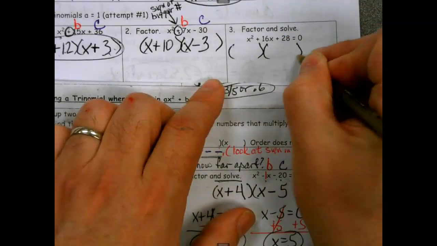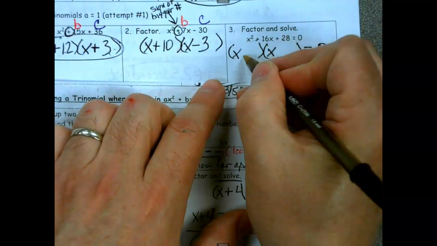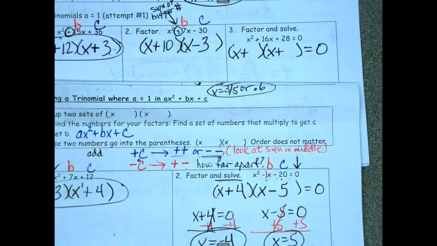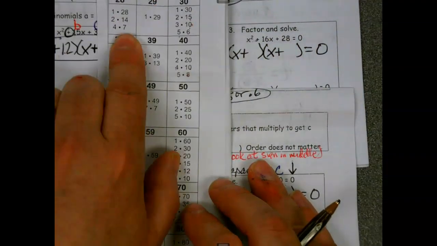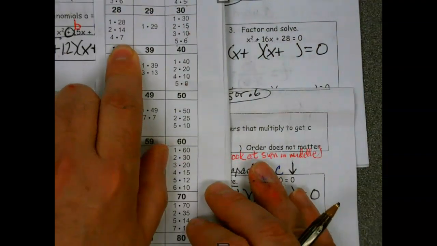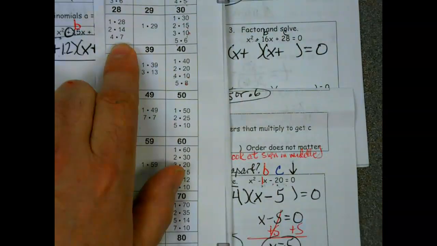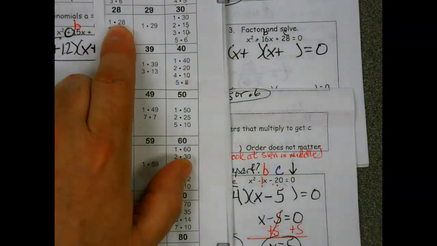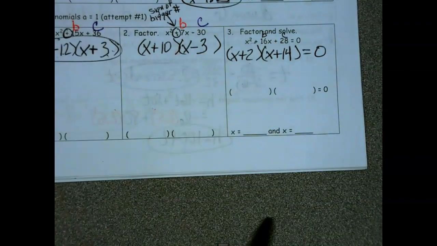Okay. Last one, you've almost made it. Everything is plus, so okay, that part's easy. I like that. So let's see here. 28. Okay, here's my 28 box. I need two numbers that are going to add up to 16. 1 and 28 add up to 16? No. 4 and 7 add up to 16? No. Huh? 2 and 14 do. 2 and 14.